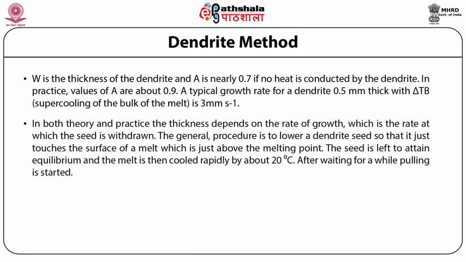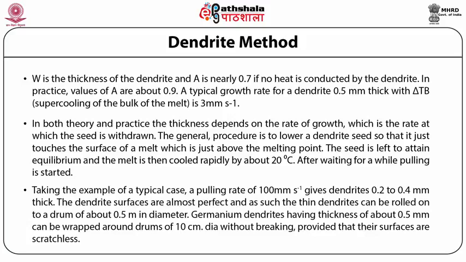In both theory and practice, the thickness depends on the rate of growth, which is the rate at which the seed is withdrawn. The general procedure is to lower a dendrite seed so that it just touches the surface of a melt, which is just above the melting point. The seed is left to attain equilibrium, and the melt is then cooled rapidly by about 20 degrees centigrade. After waiting for a while, pulling is started.